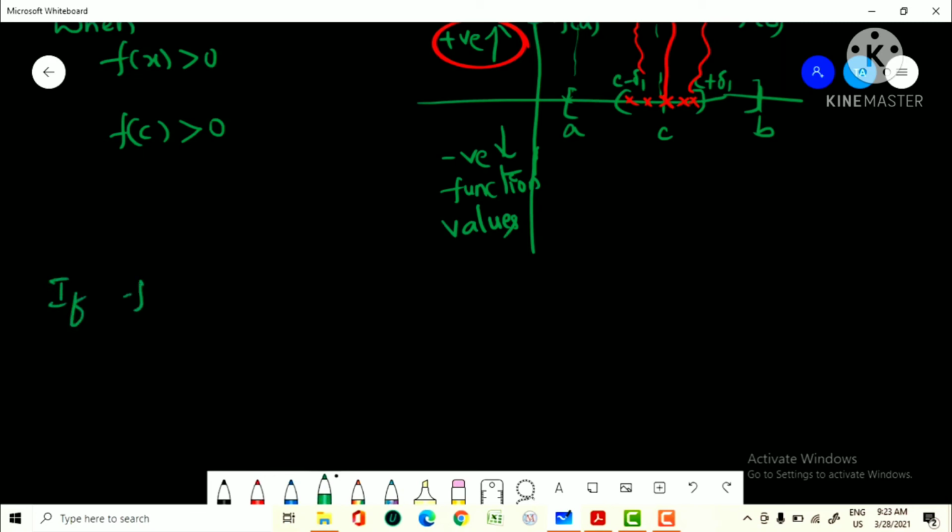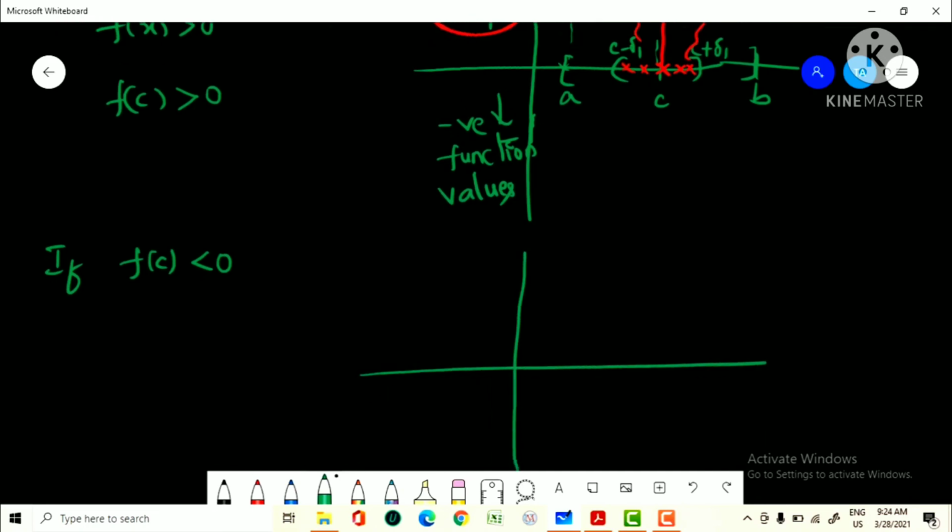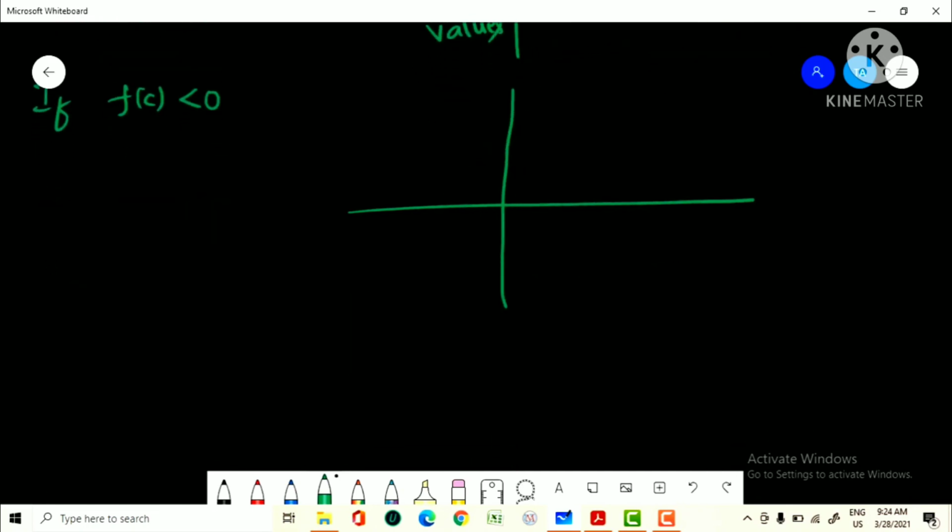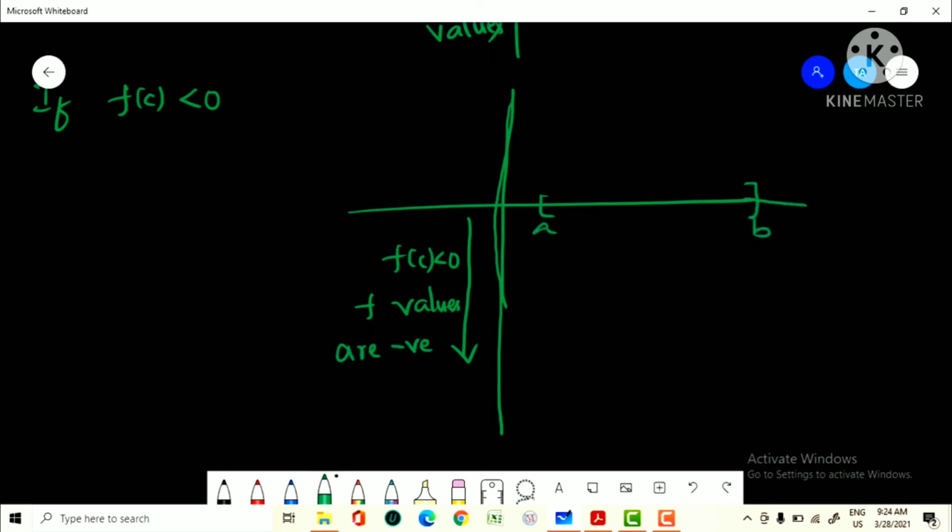If f of c is less than 0, what happens? f of c less than 0 means the f values are on the negative side. f of c less than 0 means f values are negative for these intervals, for these values of x.